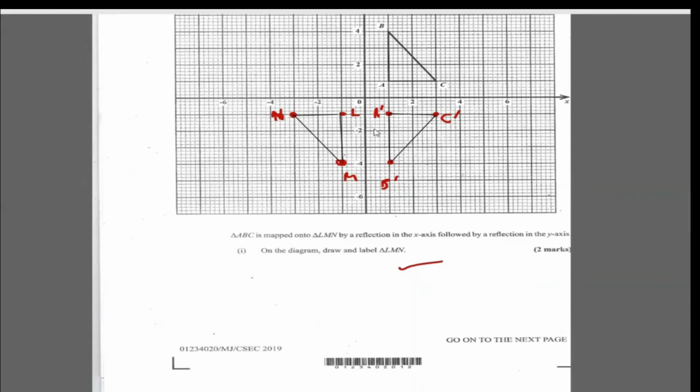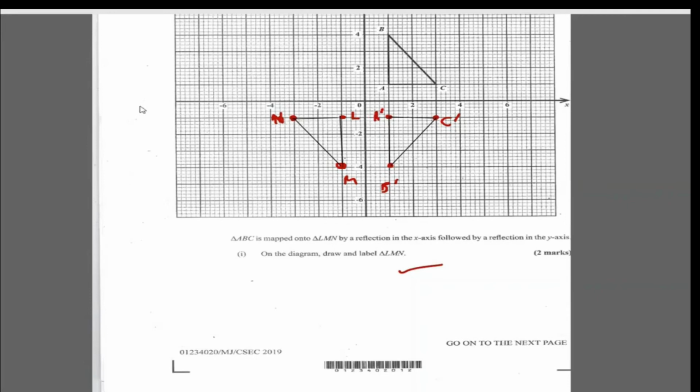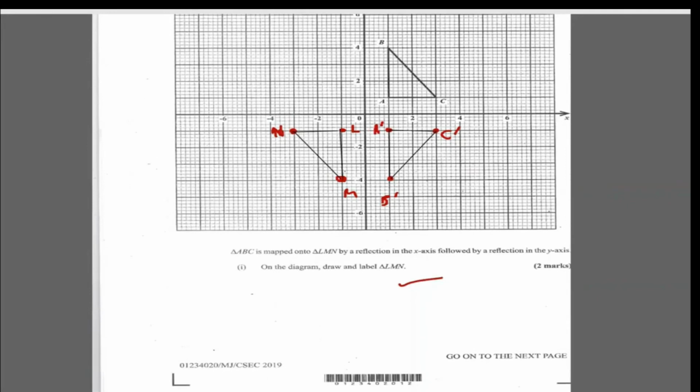What some people do is they write down the reflection in the X-axis matrix, write down the reflection in the Y-axis matrix, multiply them, and then that will give you the matrix that will tell you what is happening. But I don't like doing it that way. That's a long method. Look at what we're going to do. We're going from A to L. This is how I like to do it.